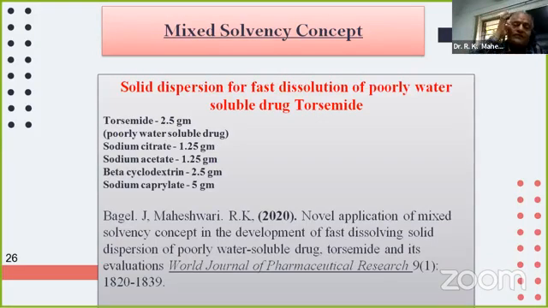So how this solid dispersion was made: furosemide 2.5 gram, a poorly water soluble drug, sodium citrate 2.5 gram, sodium acetate 1.25 gram, beta cyclorate 2.5 gram, sodium caprylic 5 gram, and they were dissolved in water. Then the drug was dissolved in this, a clear solution was there, then water was evaporated out, and after drying you get the solid dispersion. Published paper reference is there.